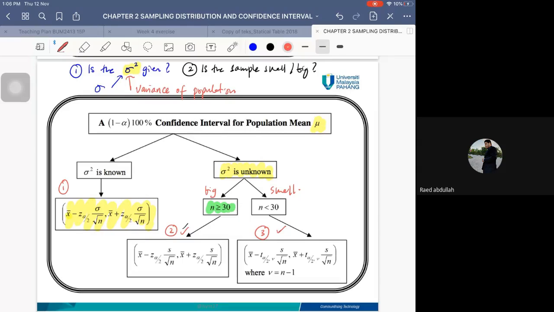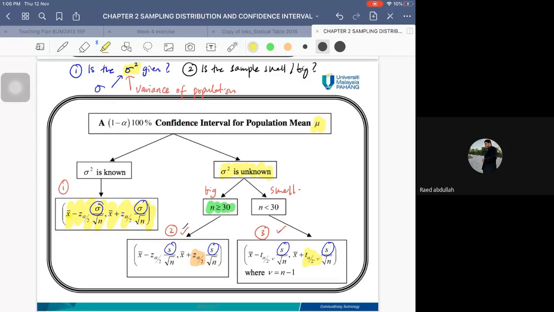And what is the difference? There is only a slight difference between these formulas. For formula number 1, you use sigma on top, but for number 2 and number 3, you use S in the formula. And what is the difference between number 2 and number 3? That concerns the distribution that you use. When you have a big sample size, you use the Z distribution, and when you have a small sample size, you use the T distribution.